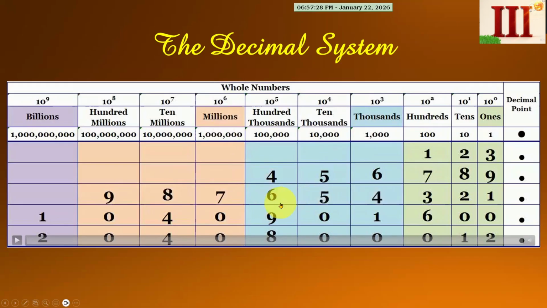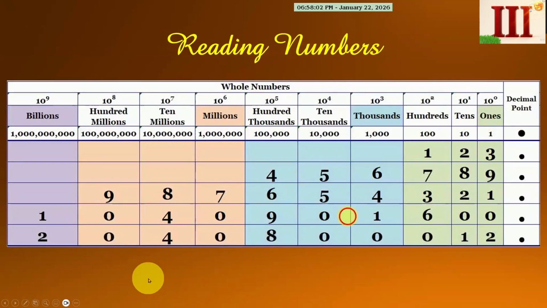987,640, sorry, 654,321. And then of course, if you have billions, you call it billion. So that's 1 billion. In this section now, we only have 40 million. In this section, we have 901,000. And then we have 600 in this group here, the ones group. And then this final number is 2,040,800,012. So that's how we would really read that number off by looking at it.